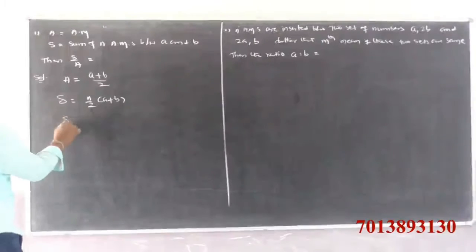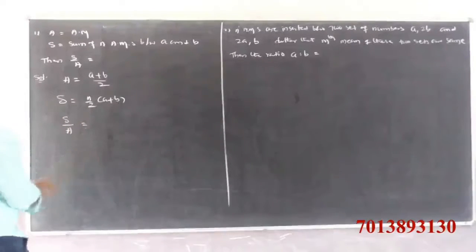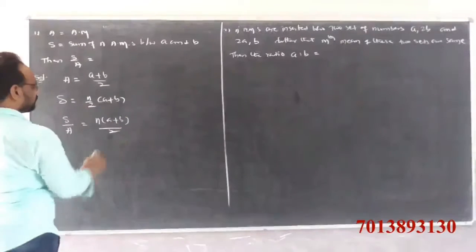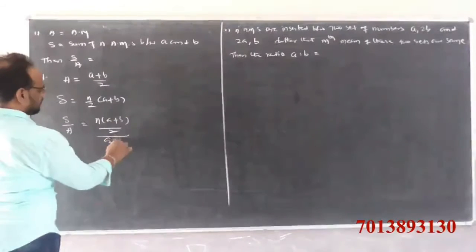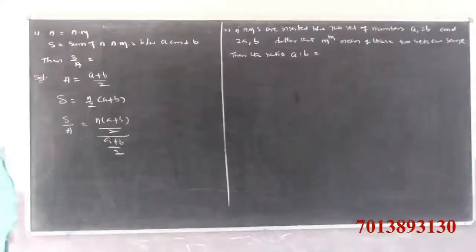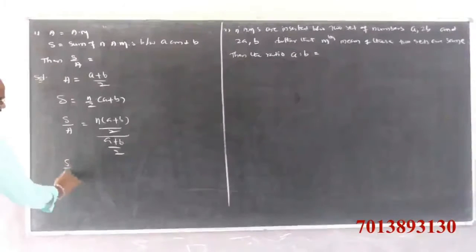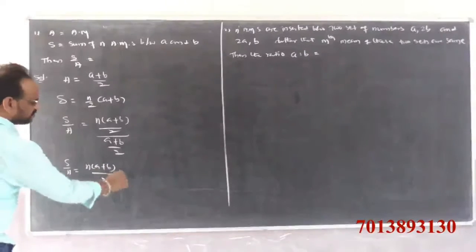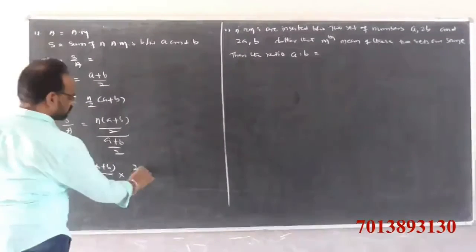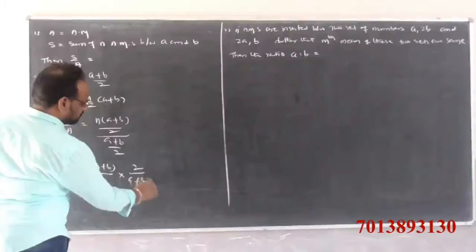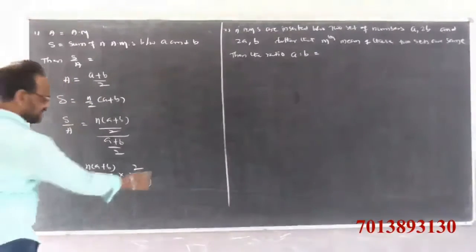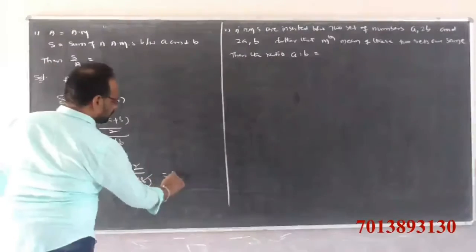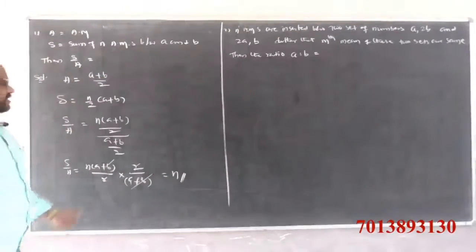We want S by A. S by A is n into A plus B by 2, divided by A plus B by 2. Its reciprocal is 2 by A plus B. A plus B gets cancelled, 2 gets cancelled. We get how much? n only.